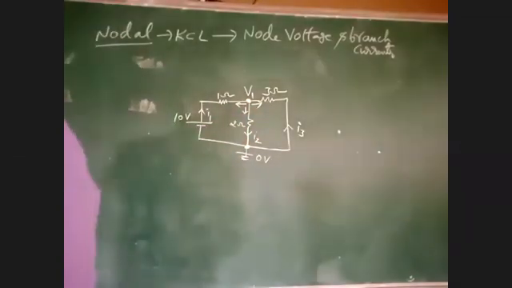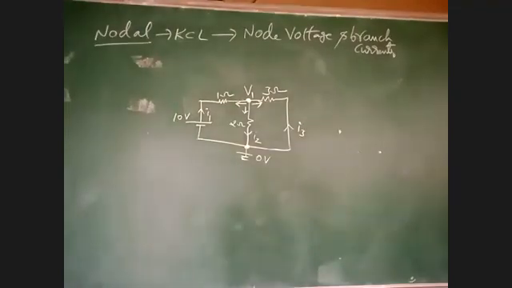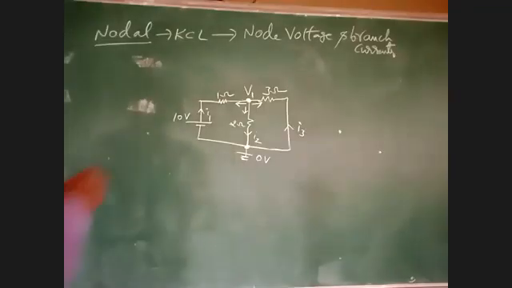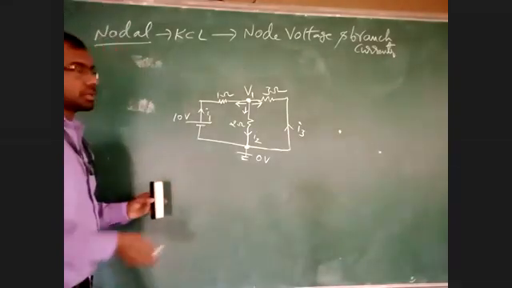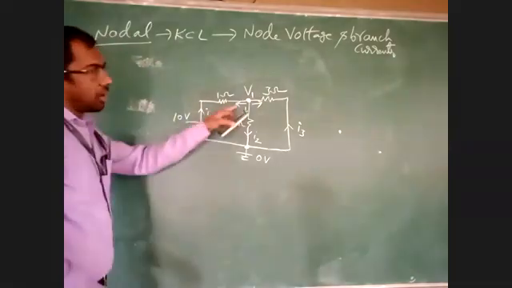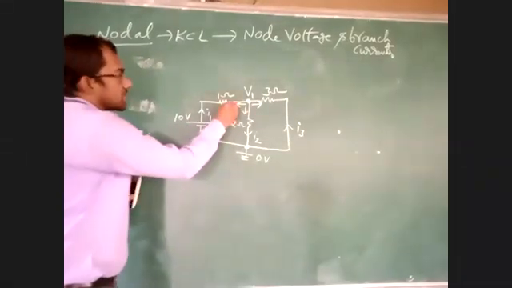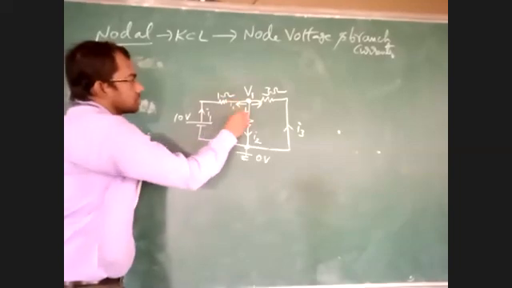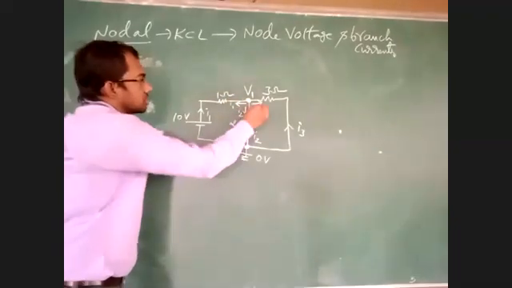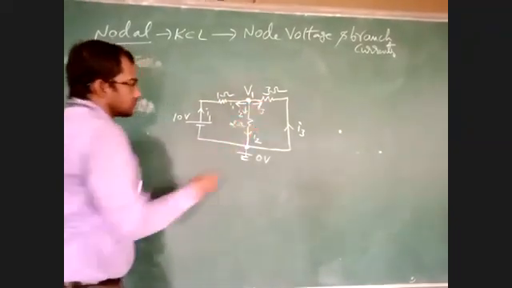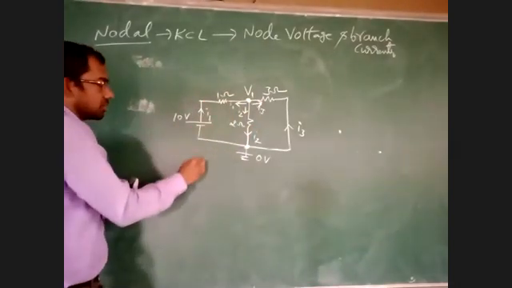In the first class, I had told about KCL. If current is leaving from the node point, what sign will we take, positive or negative? Positive. If current is leaving from the node, we will take positive. If current is entering, we will take minus. But here our assumption is all currents are leaving. Let us say this is I1, this is I2, this is I3. If current is leaving, we will take plus.